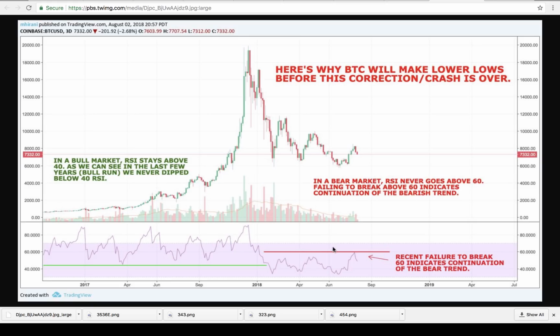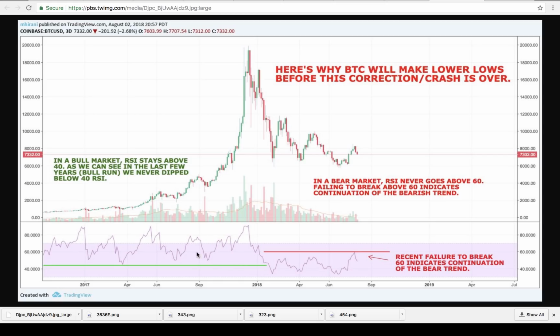So we tend to see that 60 RSI acts as resistance in a bear market, and in a bull market, 40 RSI acts as support. So in bull markets, if we take a look at this chart here, in the Bitcoin bull market, we never dip below 40 RSI on the 3-day chart.